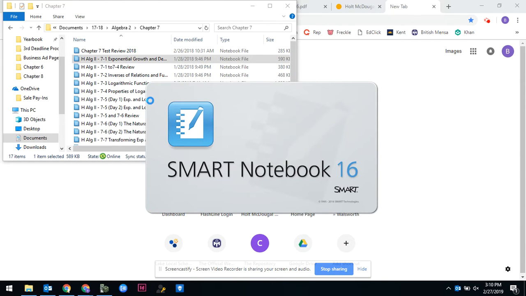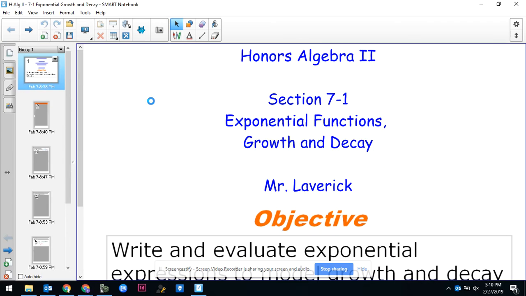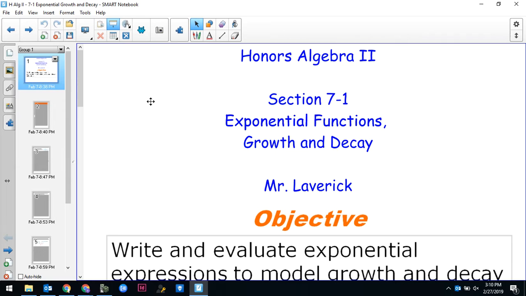Okay, so we're going to jump into the next chapter here. This next chapter is section 7.1. Really, all of chapter 7 is about exponential functions, and their inverses too. We're actually going to talk about logarithms this chapter. But section 7.1 is just a basic application of exponential functions and a little bit about them, talking about their parent too. Okay, so let's get to it.